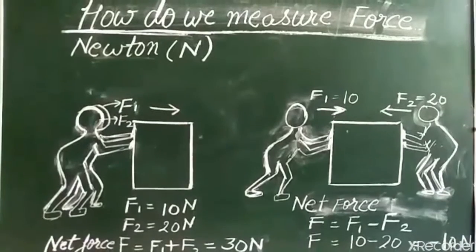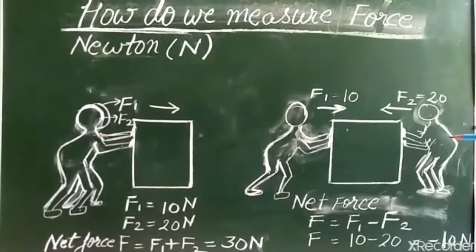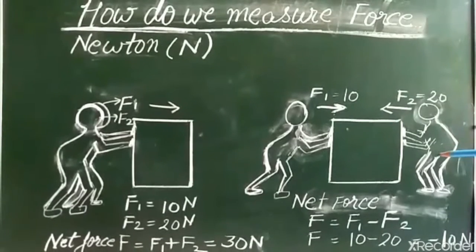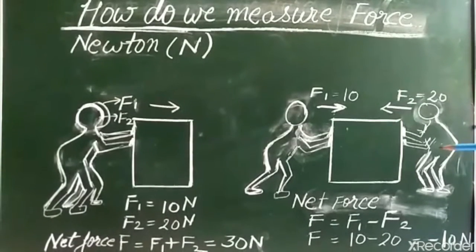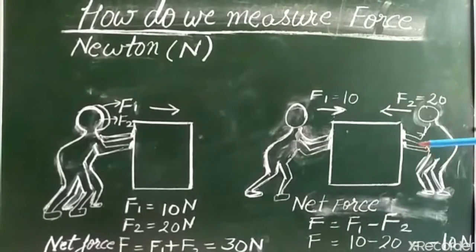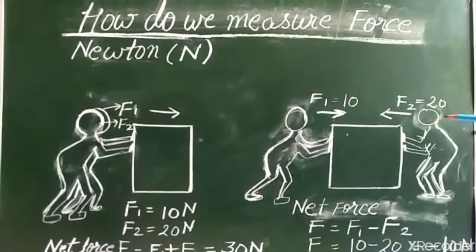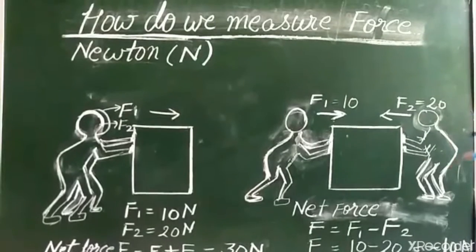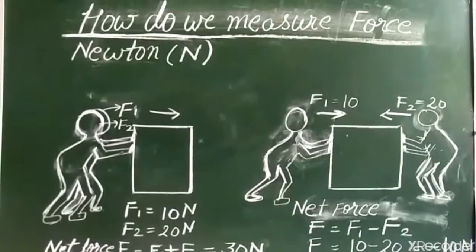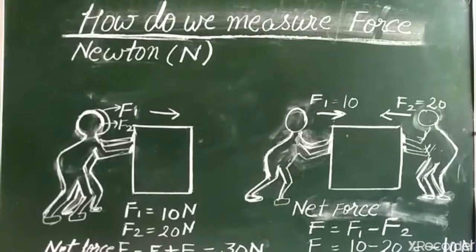Now look at the second picture. In this, the two persons are applying force but in the opposite direction. So what will be the resultant? Here the force F1 is applied in the right direction, 10 Newton, and F2 is applied in the left direction, that is 20 Newton. So our net force will be F = F1 - F2 as they are in opposite directions.